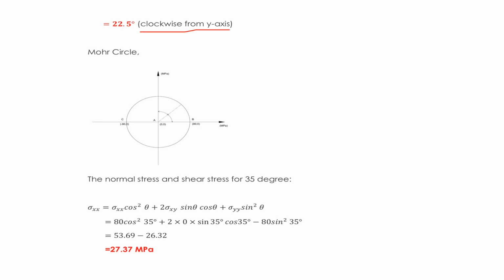This is the x direction, negative 80 over 0, the origin point 0, 80 and 0 megapascal. So the normal stress and shear stress for 35 degrees is σx equals σx cos squared theta plus 2τxy sine theta cos theta plus σyy sine squared theta. So we solve for all the values here, so 27.37 megapascal. In the meantime, σyy is equal to 0 megapascal.